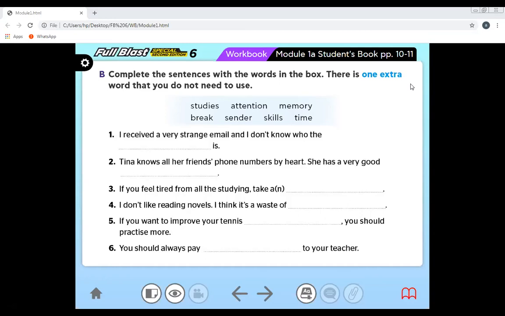Who can read number 1? Furat Omar. Yes, Furat. Can you read the sentence? I received a very strange email and I don't know who the... My dear, we are at exercise E, page 10.